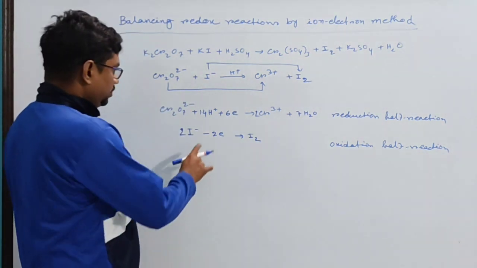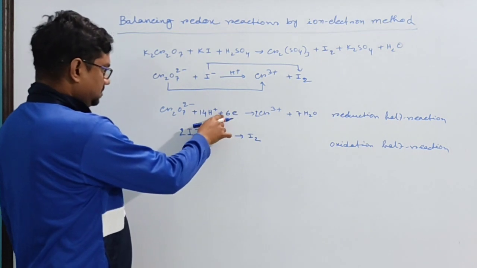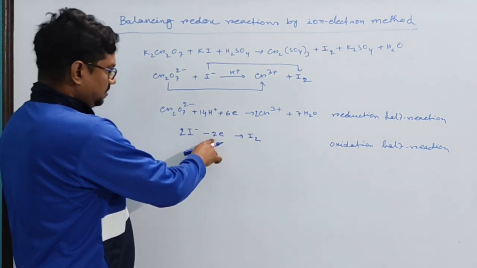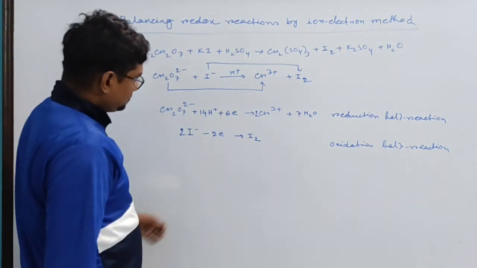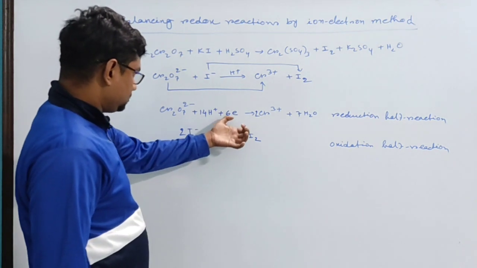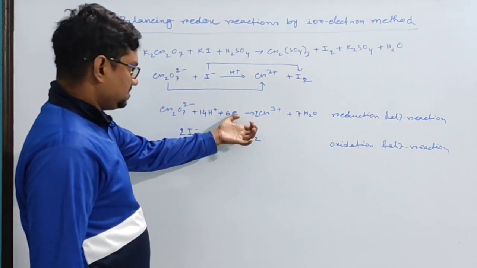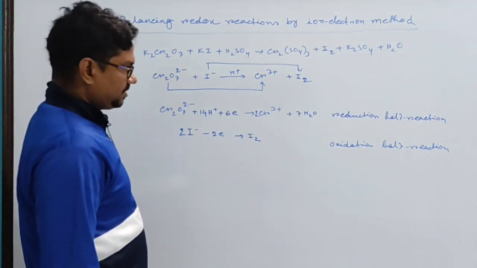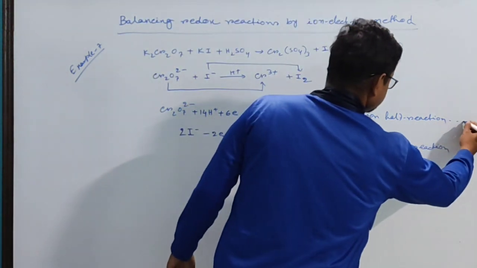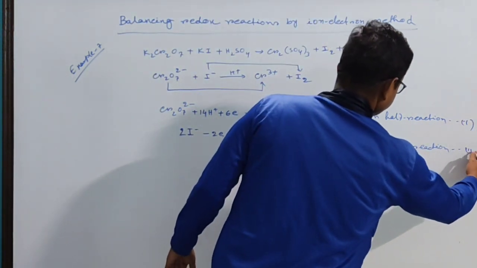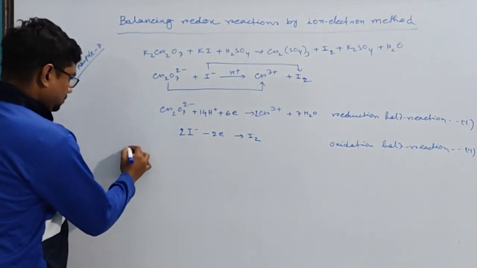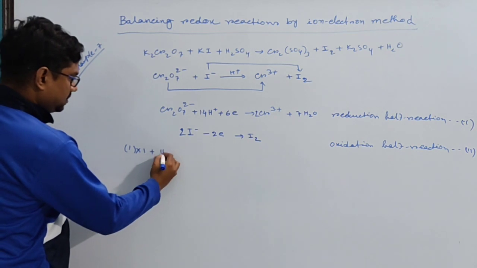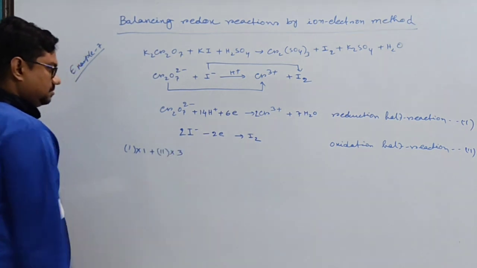For that we will multiply the reduction half reaction with 1 and the oxidation half reaction with 3. Why? Because that will make the coefficient of the electrons in the reduction half reaction and the oxidation half reaction equal. So let's assign this as 1 and this one as 2. So we will do number 1 multiplied by 1 plus number 2 multiplied by 3.